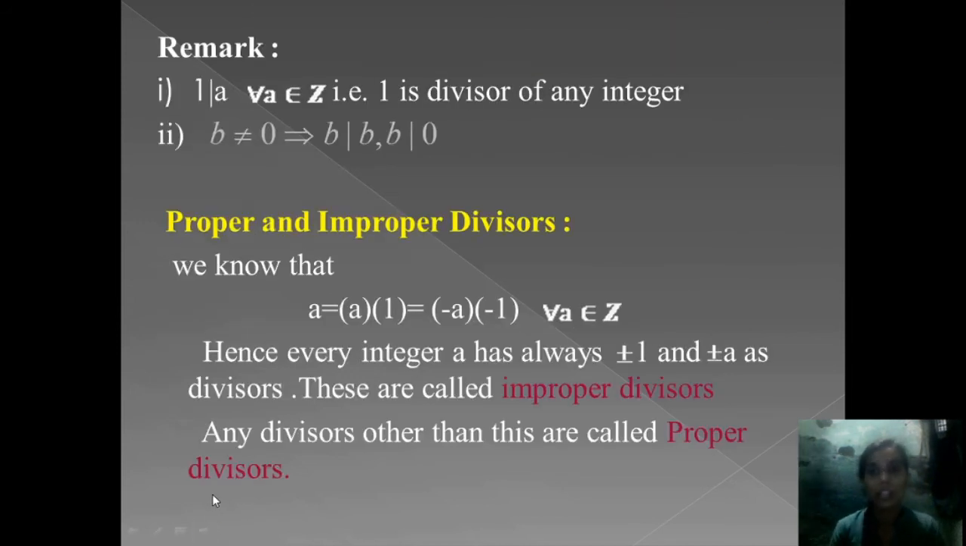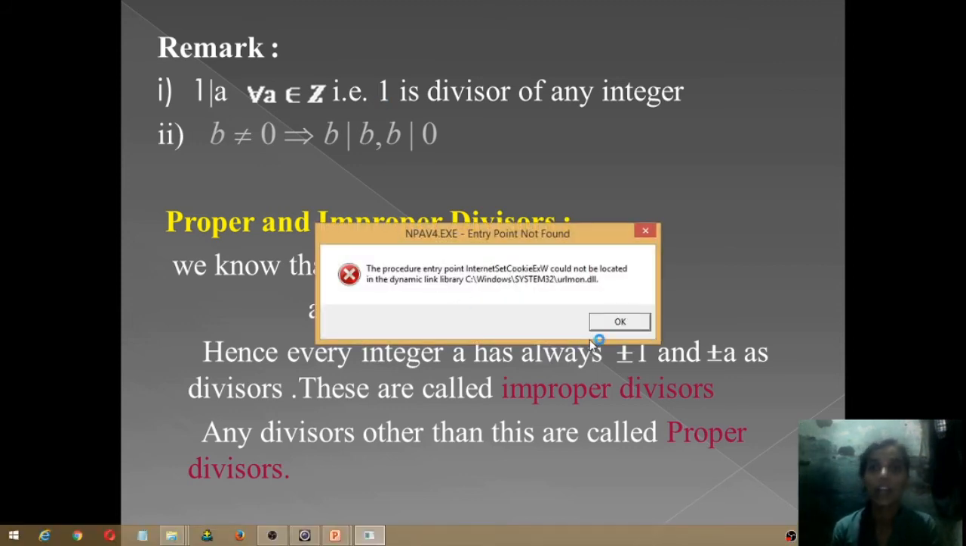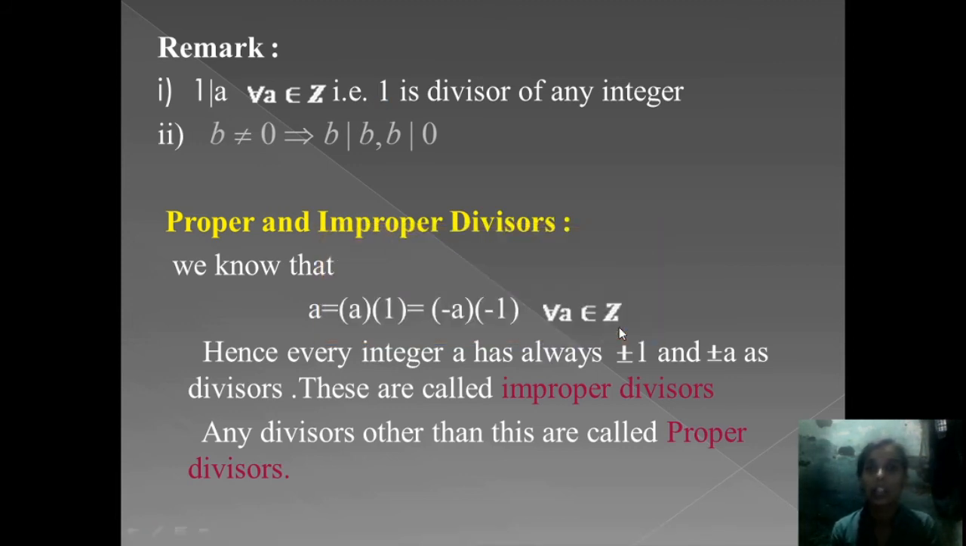On the basis of the definition, we have the remark that 1 divides a for all a belonging to Z, because 1 divides every integer. And if b is not equal to 0, we know this property that b divides itself and b divides 0. Any number divides 0, and any number divides itself.